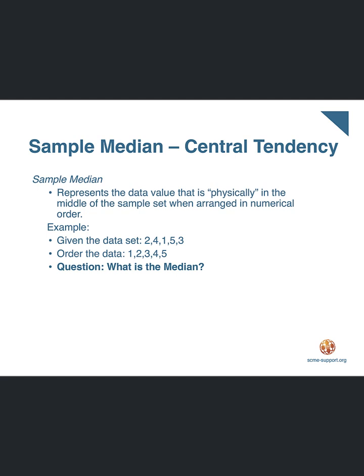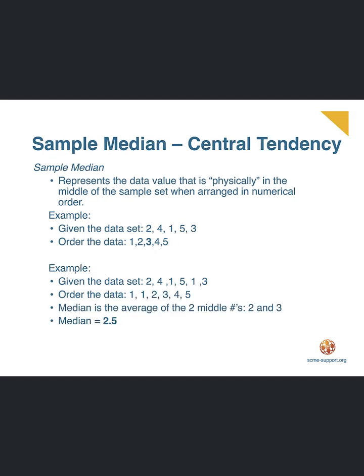Okay, that was easy. But suppose the sample was 2, 4, 1, 5, 1, 3. Ordering the data, we have 1, 1, 2, 3, 4, 5. The two middle numbers are 2 and 3. Thus, the median would be the average of 2 and 3, or 2.5. The sample mean is the central location of the sample data on a number line.